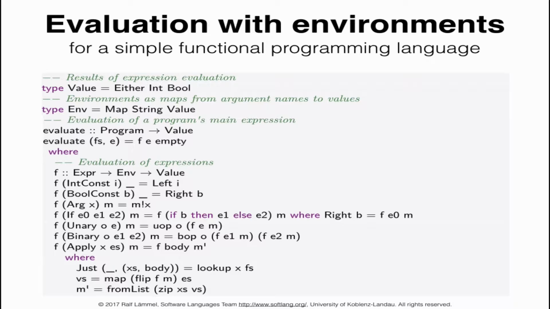Here we have the interpreter of a simple functional programming language, and we need environments here because we might want to bind actual argument values to formal argument names while evaluating the body of an applied function. So what we do here is, yes, we look up the function, we evaluate the actual argument expressions, we zip together the formal argument names and the actual argument values, and we use this data structure as the new environment within the scope of evaluating the body of the function.